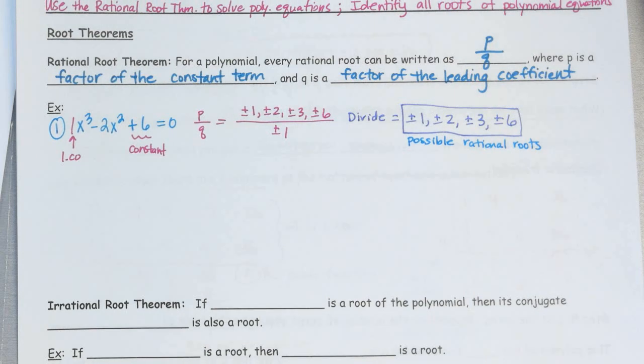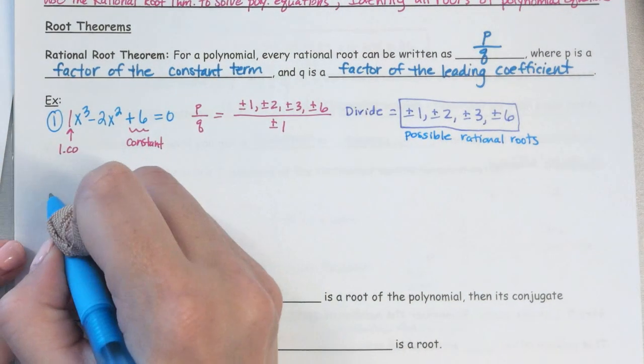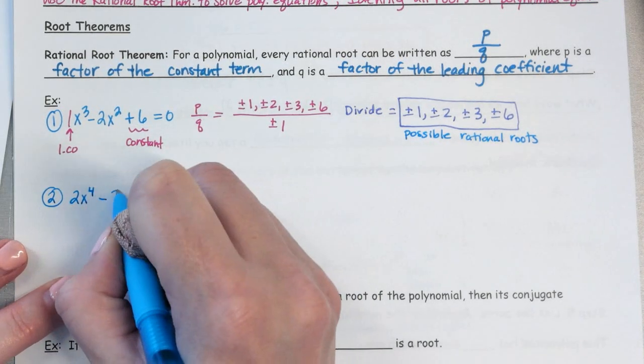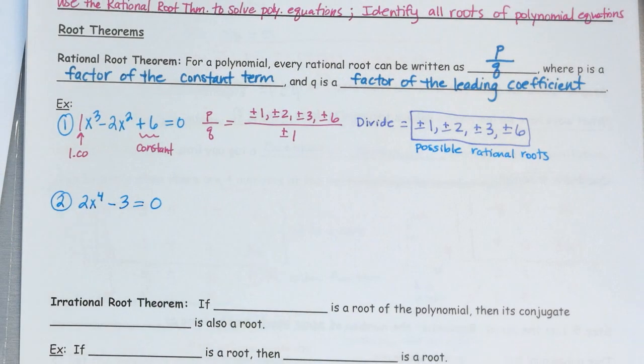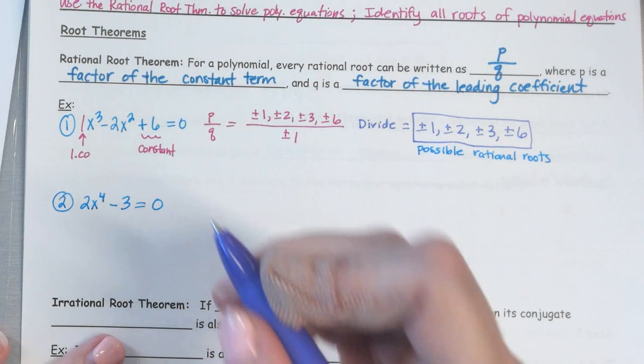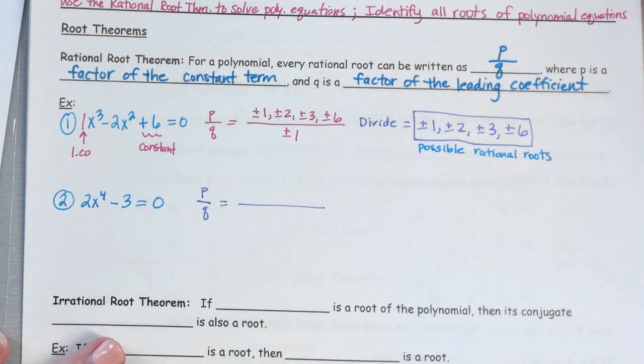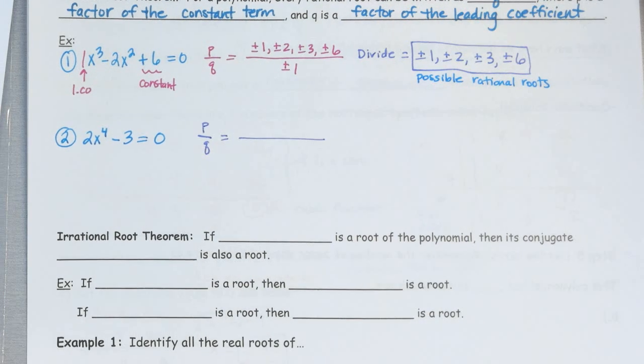Okay? Alright, so I'm going to have you guys try number 2. So we have 2x to the 4th minus 3 equals 0. We're going to do our p over q. Okay, so we generate the list for the top, the list for the bottom. And then we'll do the simplifying together.